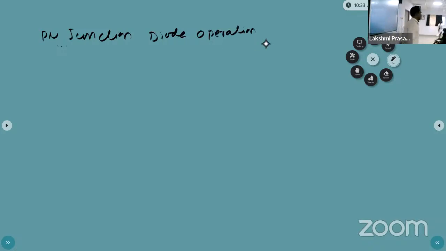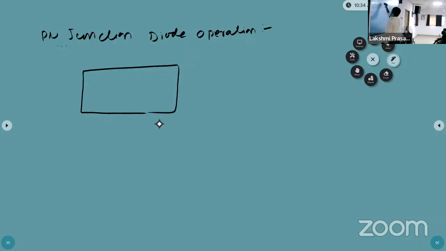PN junction diode operation. Okay, now you can take the PN junction diode construction diagram. The p-type semiconductor and the n-type semiconductor, we are joining in equal amounts. In the same size you can draw the n-type also. Okay, that is the p and n-type. Now in the p-type, the charge carriers are holes.